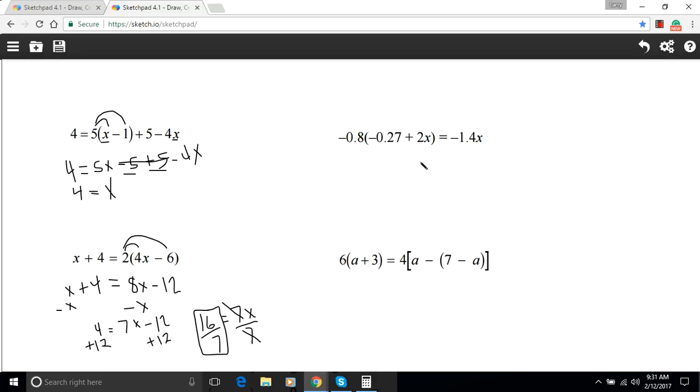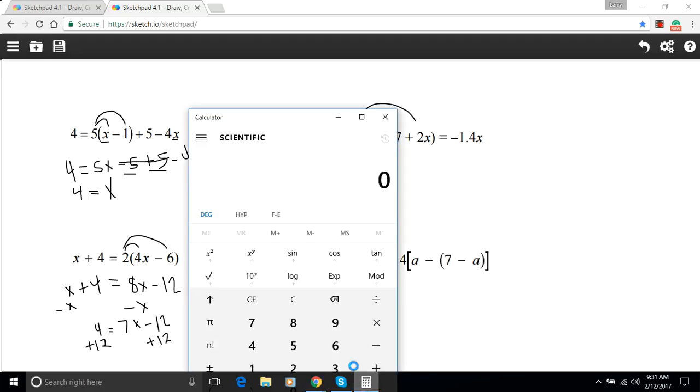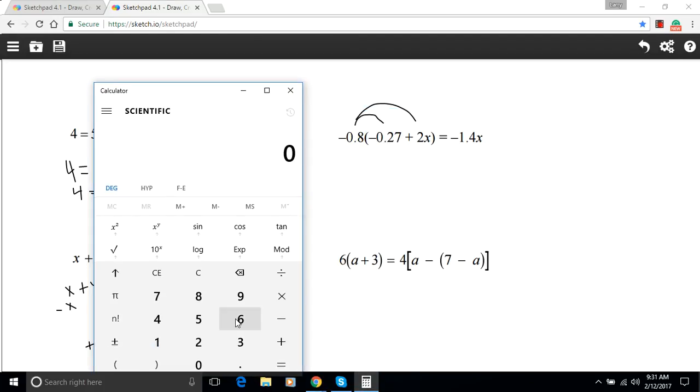So one like this up here looks a little complicated because it has these decimals and negative signs and so forth, but really it's no more complicated than any of these other ones. You just might need to pull out your calculator to work through them. The first thing we need to do is distribute this negative 0.8. So a negative 0.8 times a negative 0.27. Let's just pull out the calculator for that.